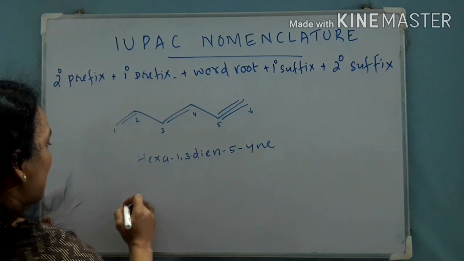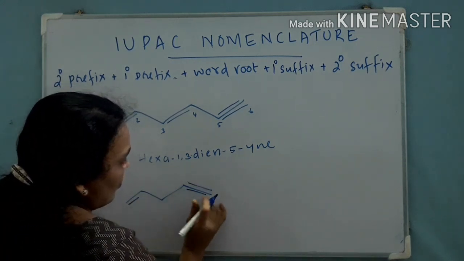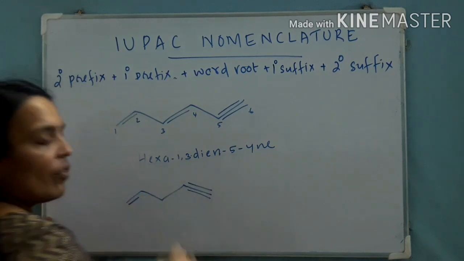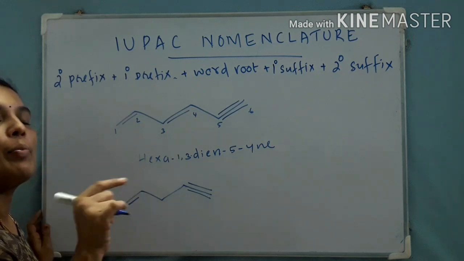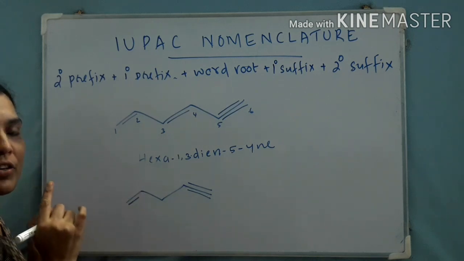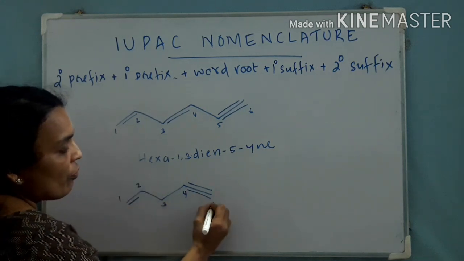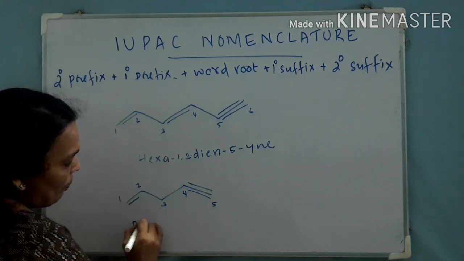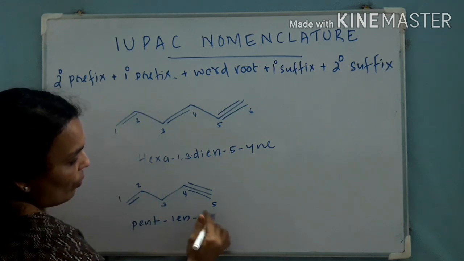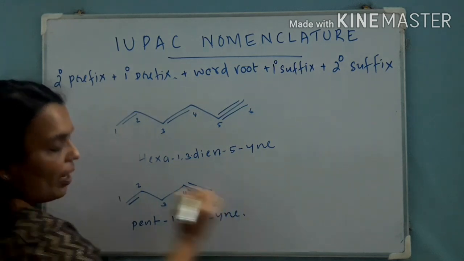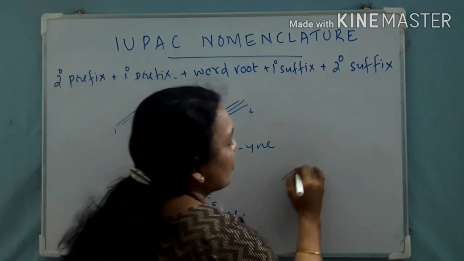Clear? Let us see another example. What about this compound? From where do we have to start? Always remember, the double bond has more priority than the triple bond. So we have to start from here. 1, 2, 3, 4, 5. So the name becomes pent 1 ene 4 yne. Got it? Listen, let us see another compound.